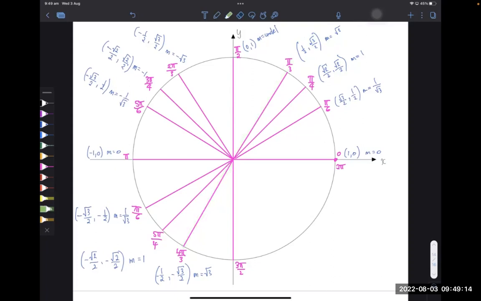And now once we get up to this line, sorry, this line here, it's not 0, 1, is it? What's the coordinate down here? 0, -1, and the gradient is undefined. You mean 1/0, rise over run, yeah? Rise over run is y/x.